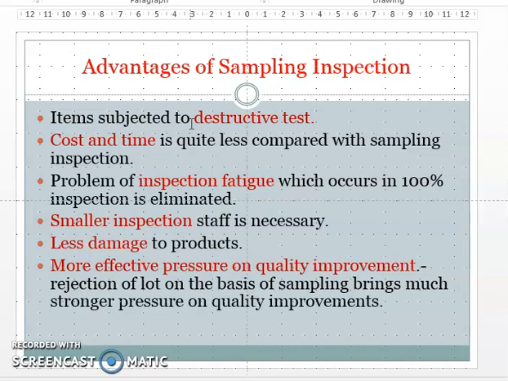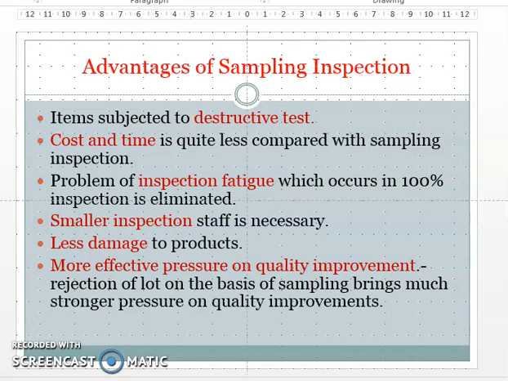For that purpose, there may be errors sometimes, and inspection fatigue is reduced in sampling inspection. A smaller inspection staff is necessary for sampling inspection. There is less damage to the products and more effective pressure on quality improvement. The rejection of a lot on the basis of sampling brings much stronger pressure on quality improvement. It is very important. Sampling inspection pushes the quality control engineer, manager and other staff to go for quality.